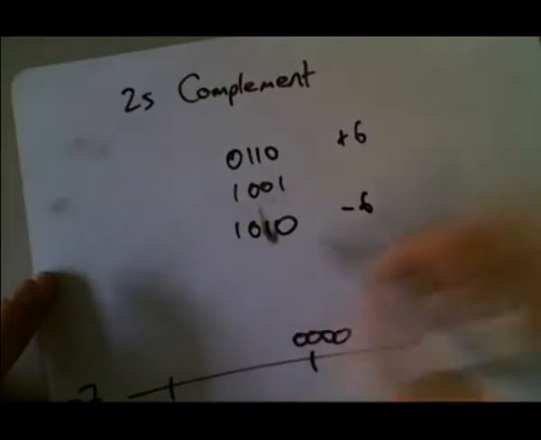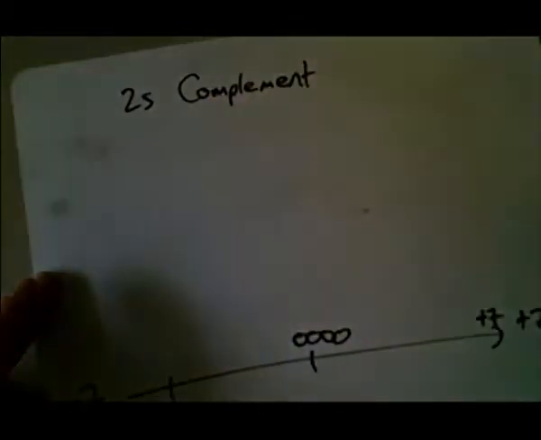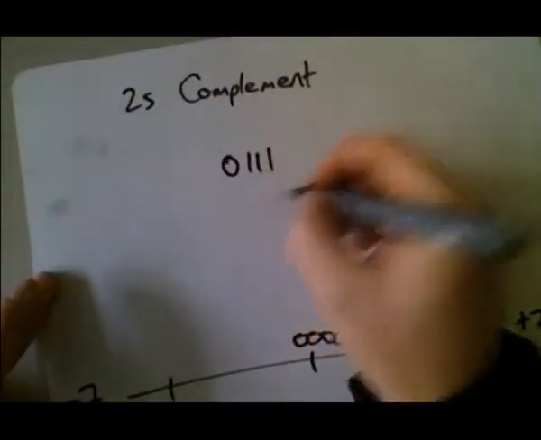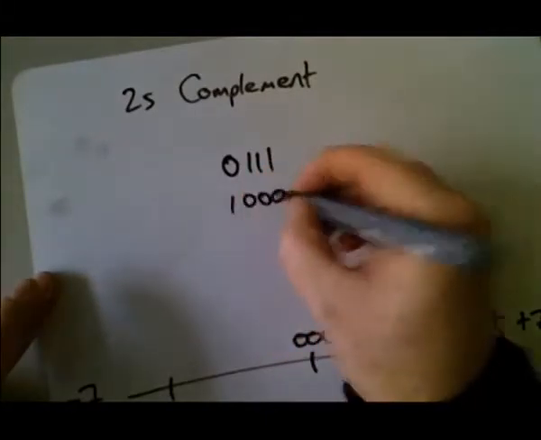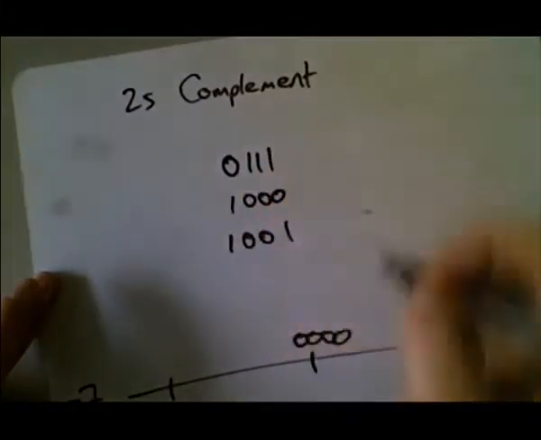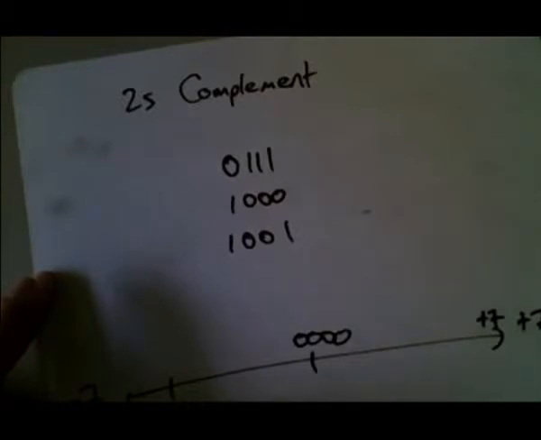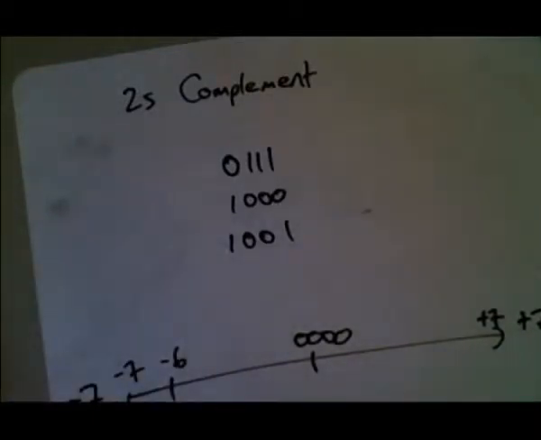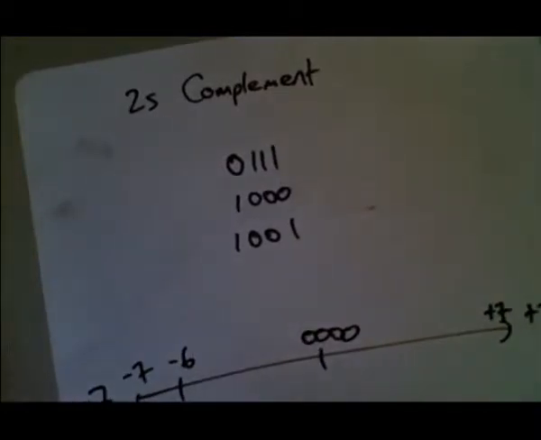Minus 7, we do the same thing. Invert them, add 1. Get confused how I write this, hold on. There we go, so there's minus 6, there's minus 7. What we can see is we've got 1, 0, 1, 0. If you ignore the sign, 0, 1, 0, 0, 0, 1, we should have 1, 0, 0, 0. And we do. That's minus 8.